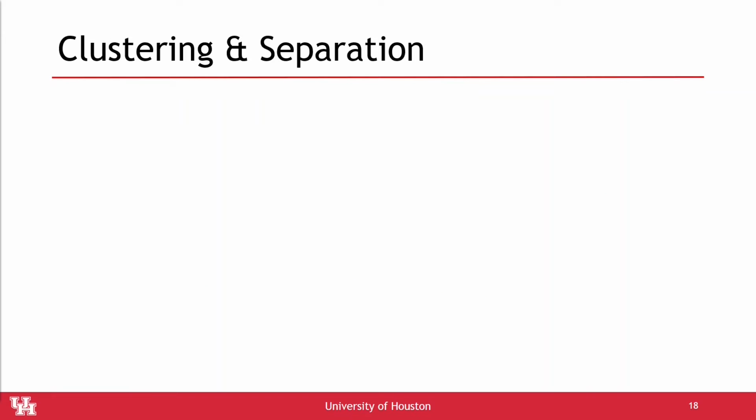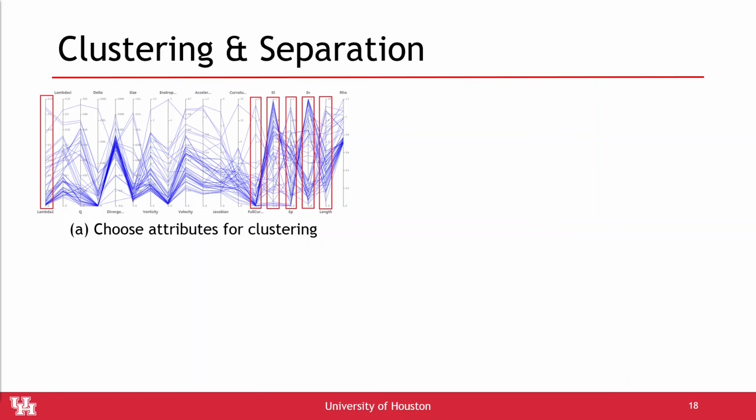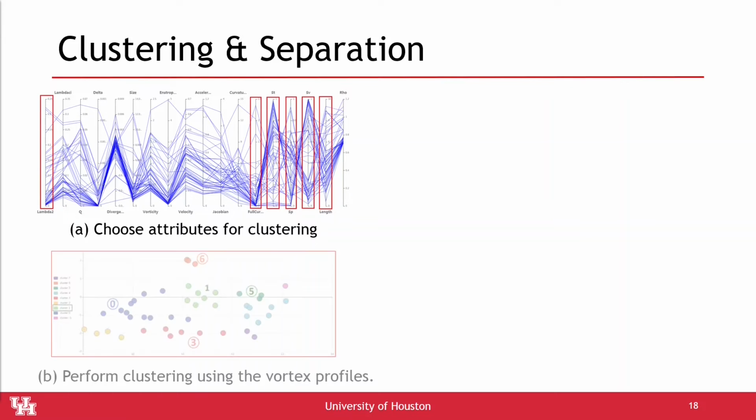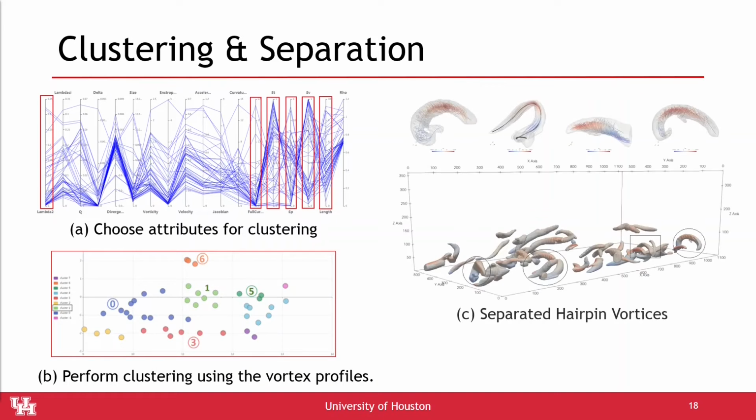We use a subset of geometric and physical attributes together to perform clustering on vortex profiles to extract hairpin vortices. For this purpose, we first plot all vortex profiles using the parallel coordinate plot and pick subsets with high variance or spread, for example, as highlighted in red boxes. We use this subset of features to perform clustering using t-SNE and DBSCAN. We explore the clustering results using our interactive visualization system for analysis and visualization of hairpin vortices.